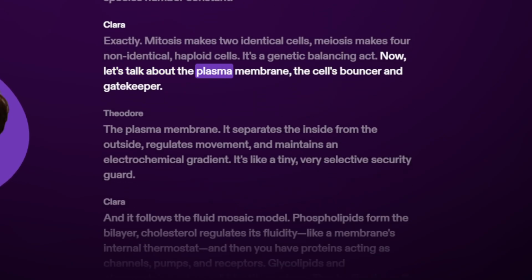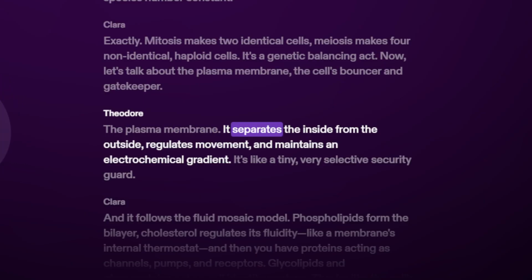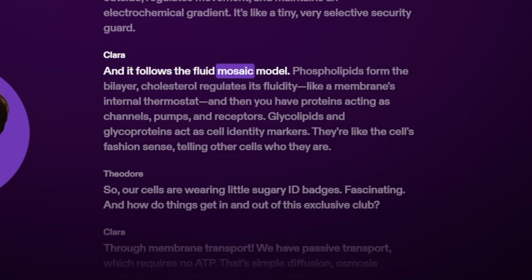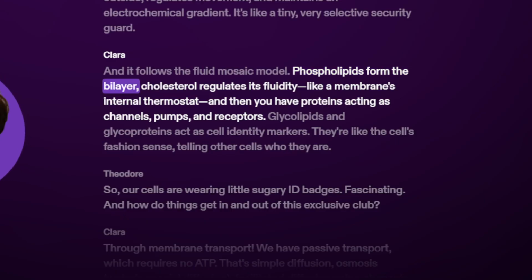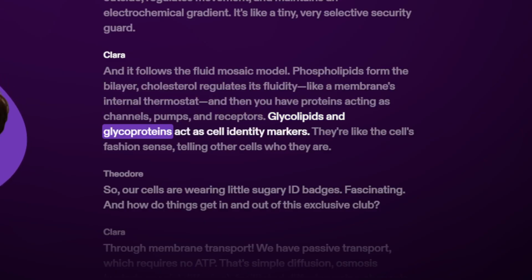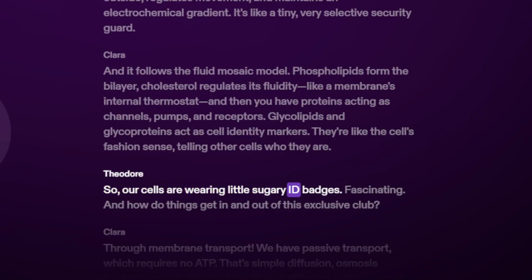Now let's talk about the plasma membrane, the cell's bouncer and gatekeeper. The plasma membrane. It separates the inside from the outside, regulates movement, and maintains an electrochemical gradient. It's like a tiny, very selective security guard. And it follows the fluid mosaic model. Phospholipids form the bilayer, cholesterol regulates its fluidity, like a membrane's internal thermostat, and then you have proteins acting as channels, pumps, and receptors. Glycolipids and glycoproteins act as cell identity markers. They're like the cell's fashion sense, telling other cells who they are. So, our cells are wearing little sugary ID badges.